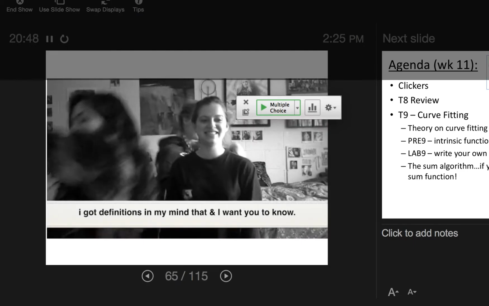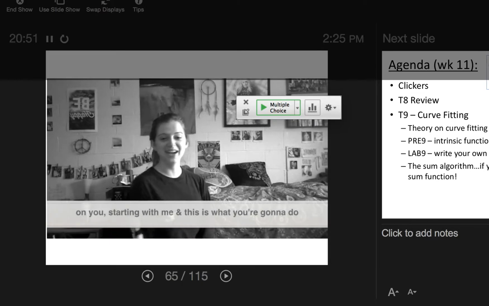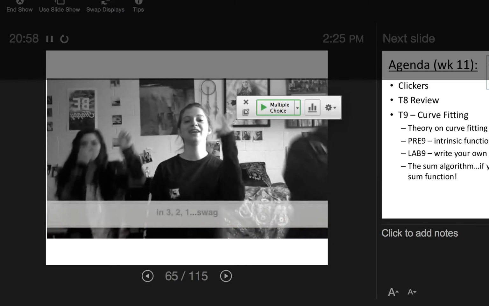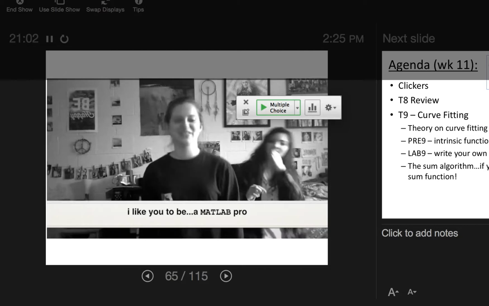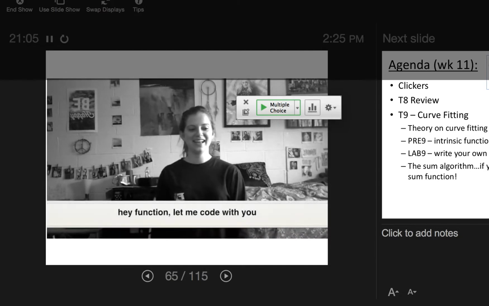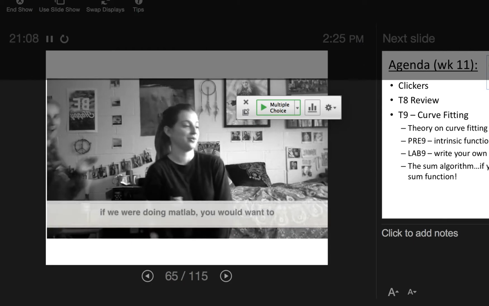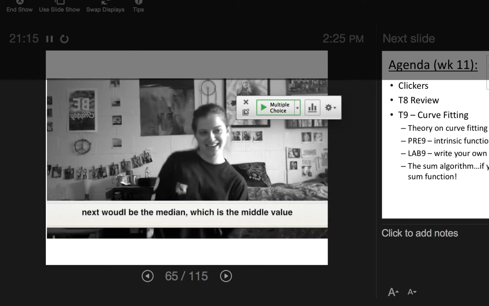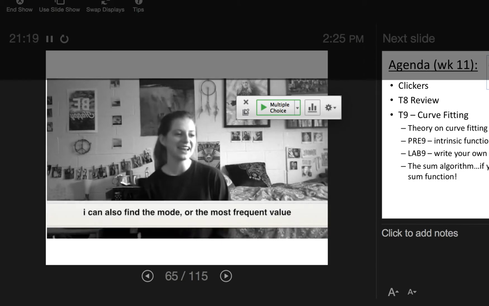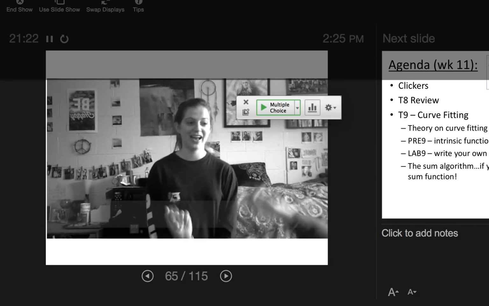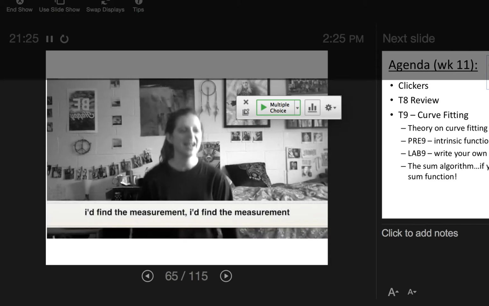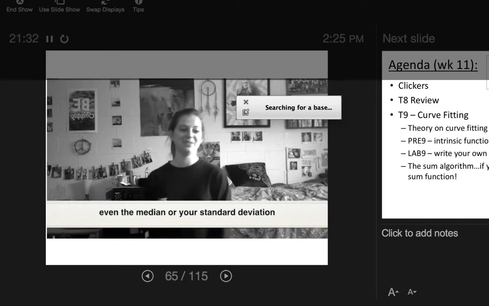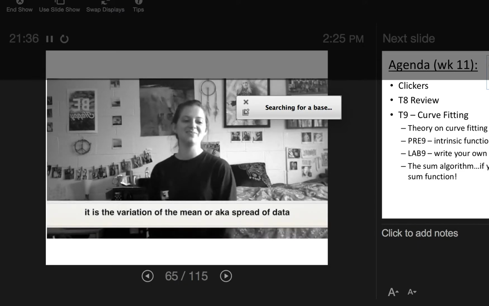So, this is a challenge. Starting with the mean, this is what you're going to do. Sum up all the numbers from 1 to n and divide it by n. If we were to do MATLAB, the median is in the middle of the view. I can also find the lowest value. Do you have median or your standard deviation for variation?